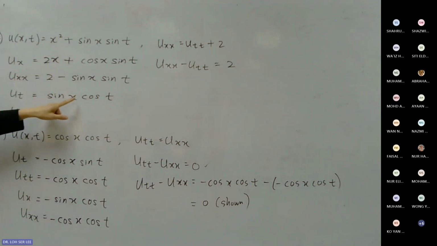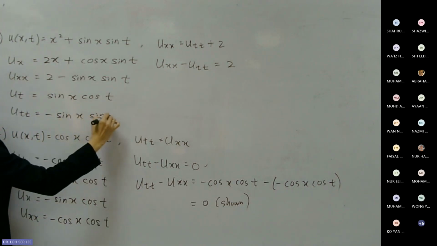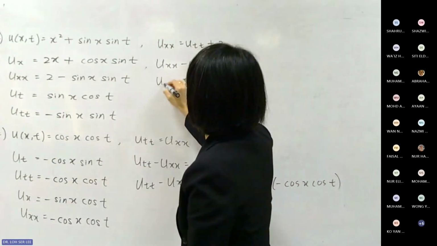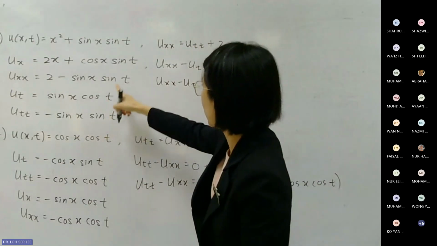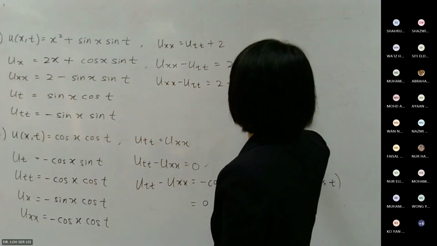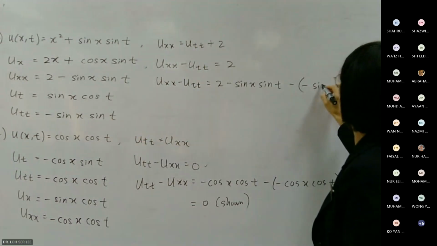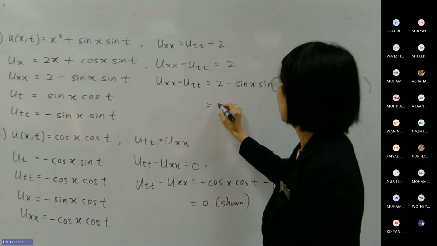utt, differentiate this with respect to t. So we have a negative sign. This one will be sine t. So now uxx minus utt, you get 2.